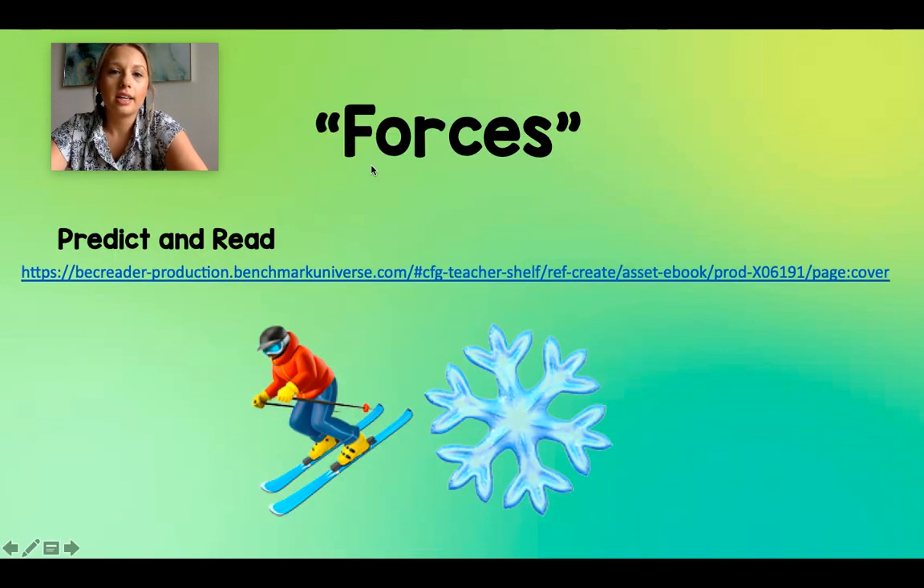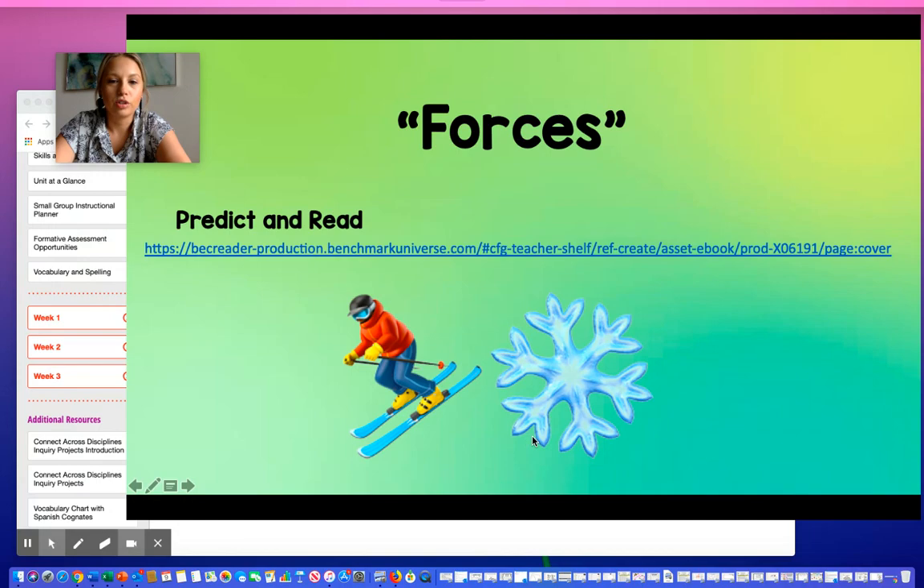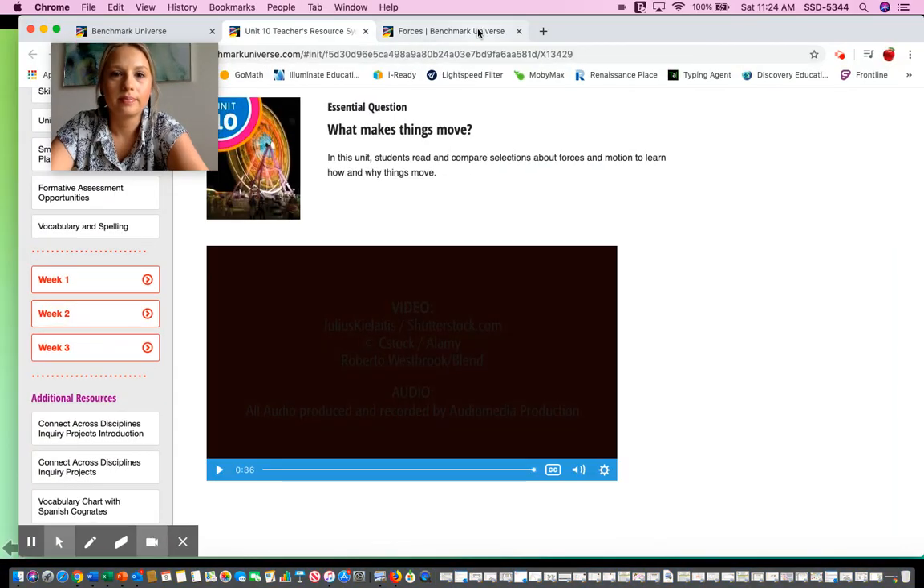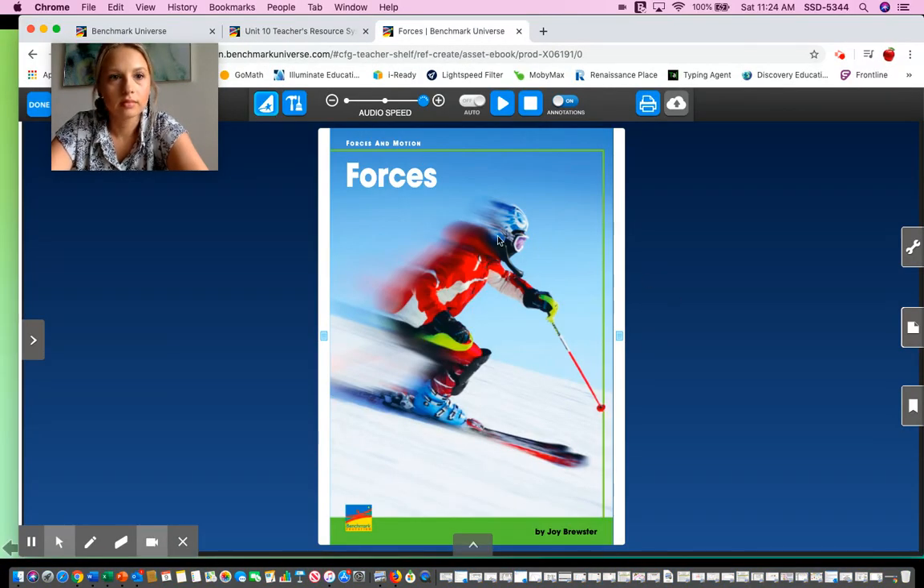Our story today is going to be called Forces. And I'm looking at these pictures. I see a skier and snow. So I guess we'll check it out and see what it's about. Okay, so the title of this story is Forces. And on top it says Forces in Motion by Joy Brewster. That's the author. I want you to take a minute to look at the front cover and tell me what you predict the story is going to be about. Remember, the title is Forces. So what do you think it's about?